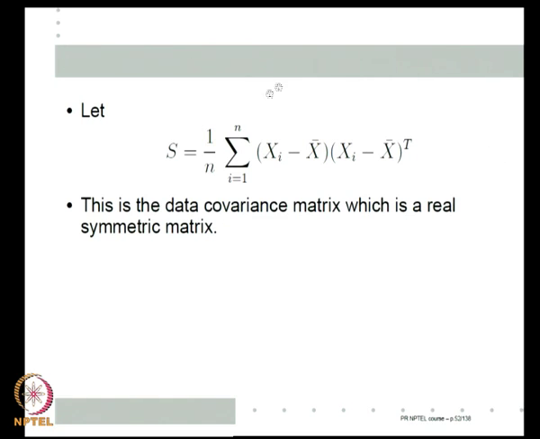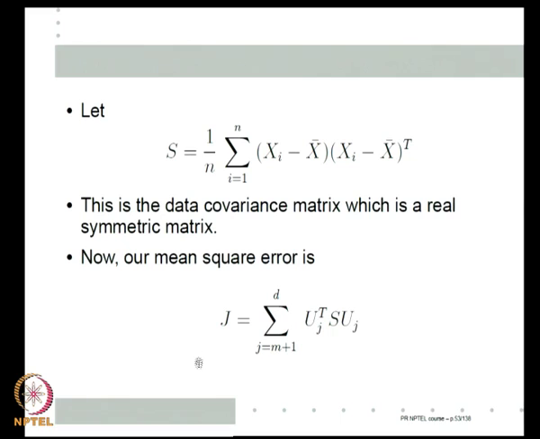As a matter of fact, we came across the data covariance matrix earlier when we did the Fisher linear discriminant. So, S is nothing but the data covariance matrix and J can now be written as the sum over j equal to m plus 1 to D of Uj transpose S Uj. So, my mean square error given any subspace defined by U1 to Um plus 1 to Ud, the mean square error in approximating a vector by its projection onto the m-dimensional subspace is given by J equal to the sum over j from m plus 1 to D of Uj transpose S Uj, where S is the data covariance matrix.